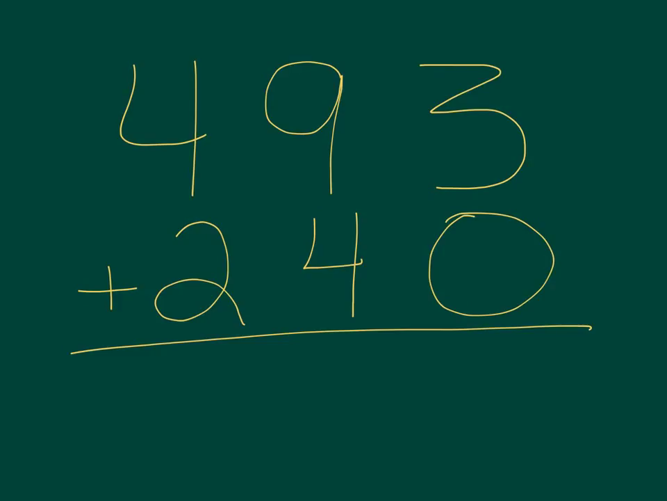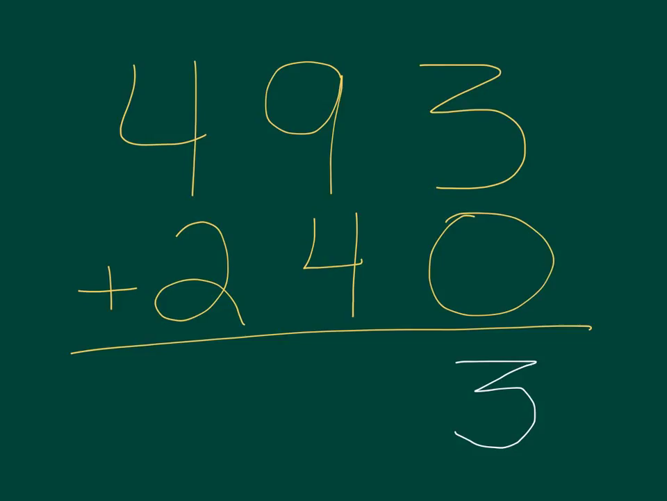Okay, let's look at this problem. When I add up my ones, I have 3 plus 0. What is 3 plus 0? Think about it. Say it. The answer is 3. I have no tens that I need to regroup in 3 plus 0. That's a single digit number. I can write that down. So I'm just going to add that like normal.